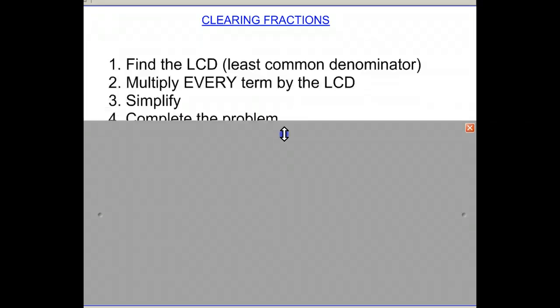Okay, today we're going to talk about clearing fractions. This is a really useful skill to have, especially when you're solving equations. You don't want to deal with fractions or try to make common denominators. If you get rid of them right away, you have some nice numbers to work with. So we're going to go through some examples of these.